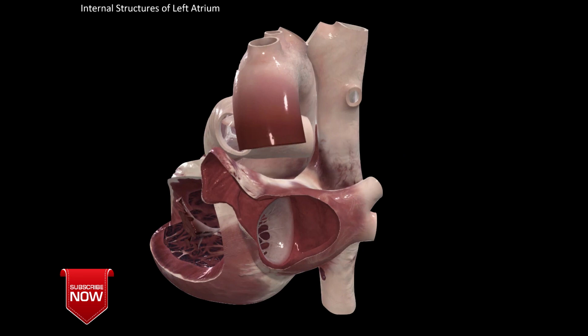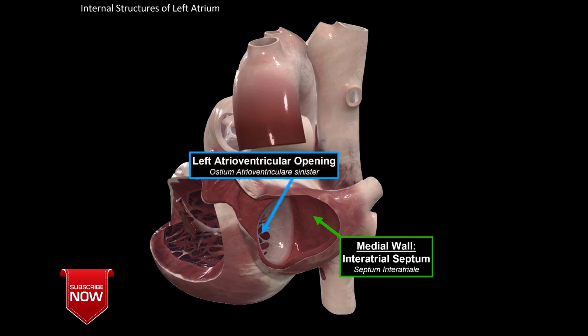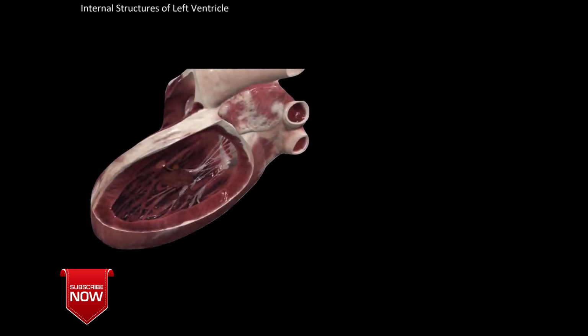You can see that the medial wall is the interatrial septum, which, as you know, separates both atria. And then anteriorly, you will find the opening which leads into the left ventricle, the left atrioventricular opening. And this opening is guarded by a valve called the bicuspid valve, or you can also use the term mitral valve. So that was all for the left atrium. Let's now do the left ventricle. So here we see the left ventricle with the mitral valve.